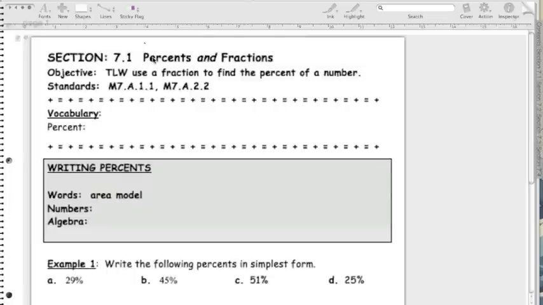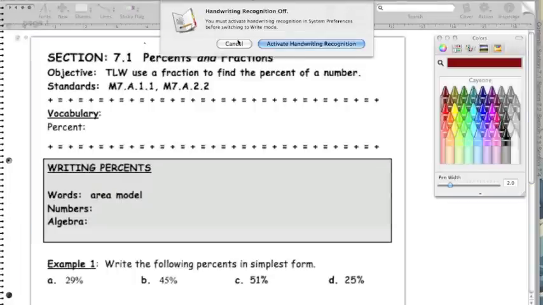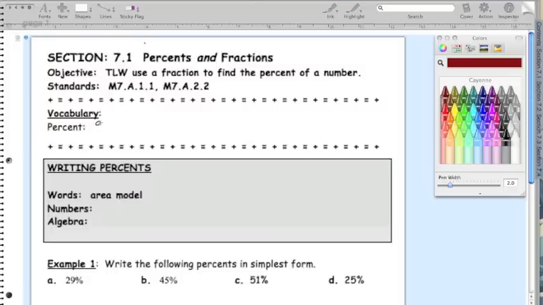Alright, section 7.1, percents and fractions. First thing we want to look at is what a percent is. Now that you've seen this symbol, probably, it should be pretty familiar to you. You see it on commercials all the time: percent off, APR, percent discount, sales, all kinds of things like that.